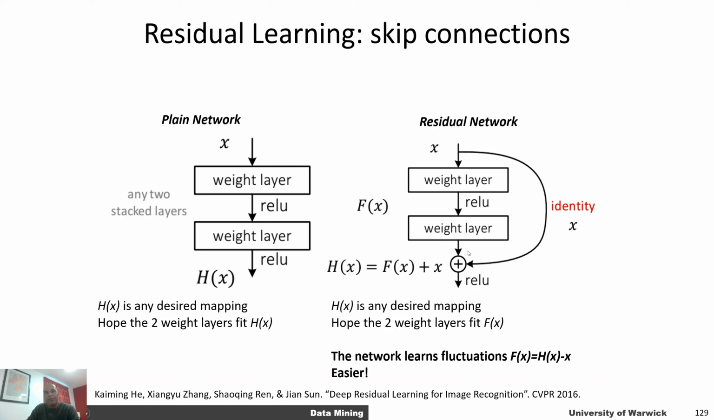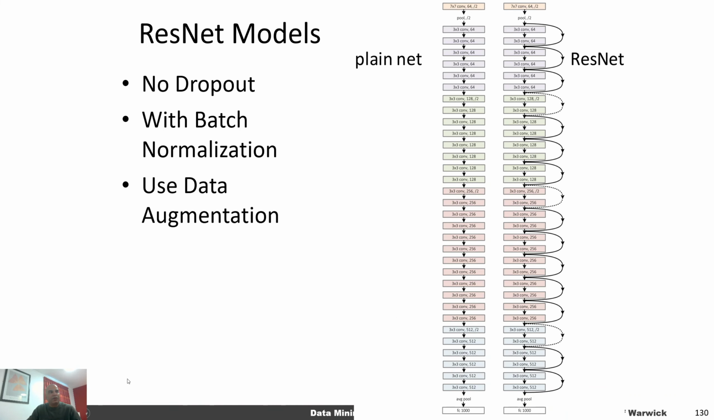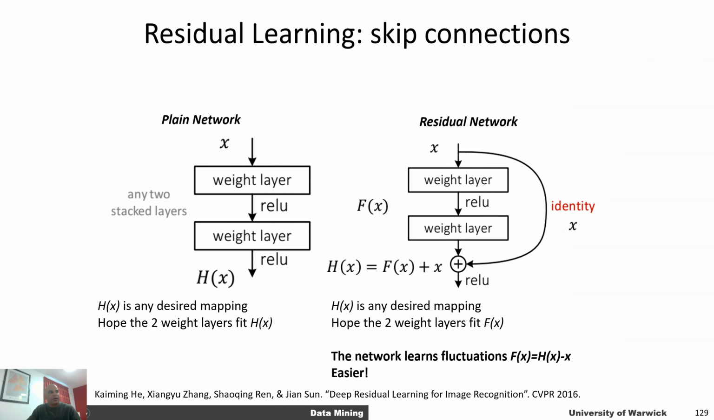Now, if you represent this as shown on your screen, if you want to learn your representation over here, which is h of x, what you've done is essentially broken up the problem. We already know x, right? And all we want to learn is this f of x bit, which is the difference between the representation that we want to learn and x. So adding these skip connections, as they're called, allows you to reduce the problem.